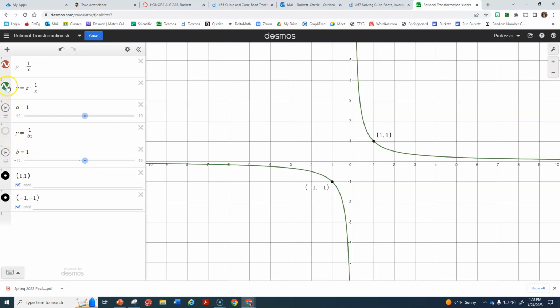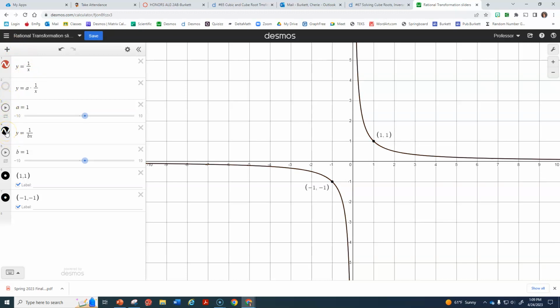So when A is 1, you get the green graph. When B is 1, you get the black graph. And the parent function is graphed in red. I'm not going to move that one at all. So you can see right here that when A is 1 and when B is 1, you get the same graph as the parent function. So the parent function has an A of 1 and a B of 1.